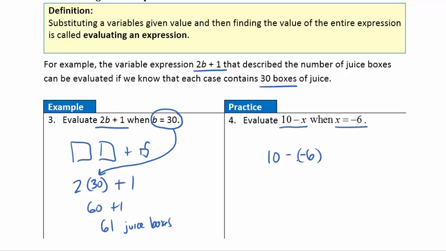You can see now that the parentheses are helping us keep track of these signs. Really what we have here is this minus a negative. And remember, anytime we have that double negative, minus a negative, we always turn that into plus a positive. So really what I have here is 10 plus 6, or 16. And now, there's no context here. I don't have to tell you 16 what, because all we were doing here was evaluating the expression. So the answer of 16 is good.